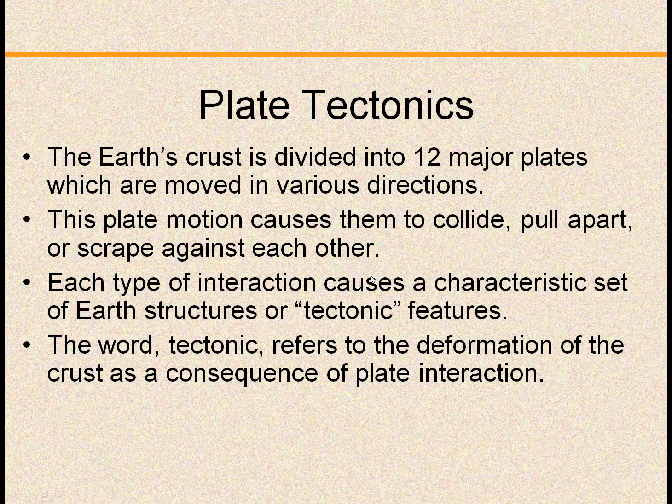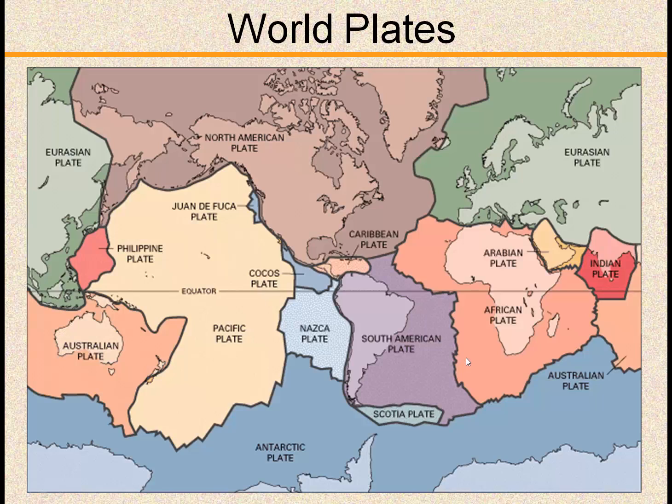Each type of interaction causes characteristic types of earth structures or tectonic features, and the word tectonic or tecton actually refers to deformation of crust and the consequence of the interaction. That's why we're calling it plate tectonics. The plates interact and they deform.